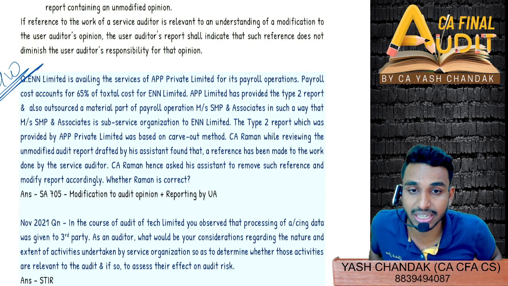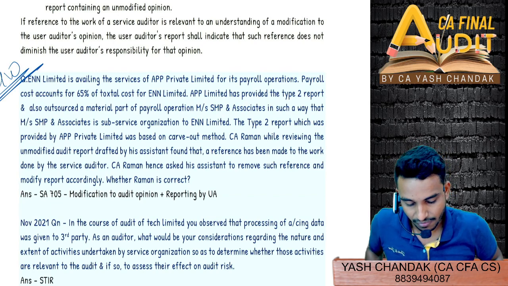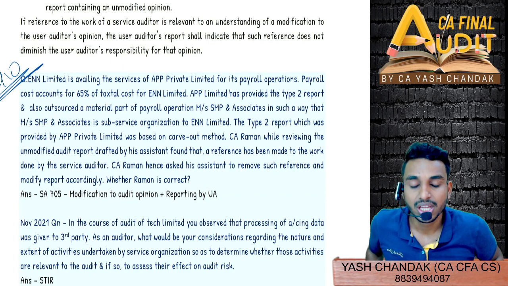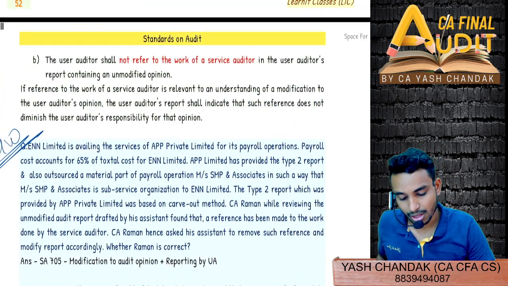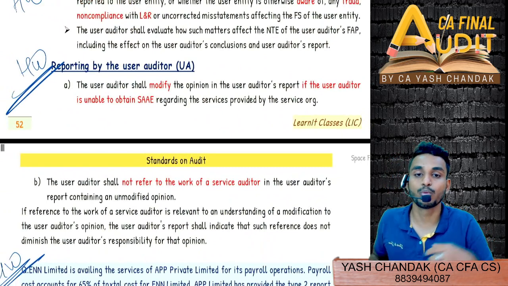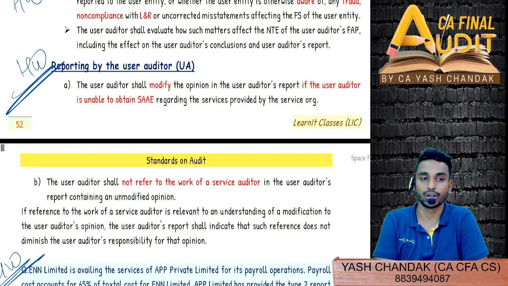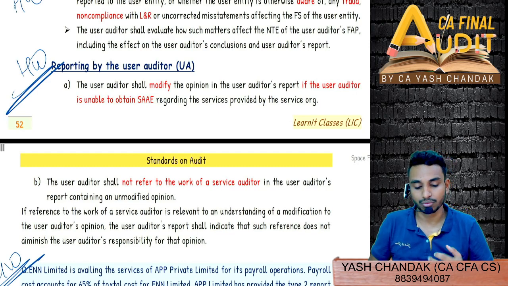However, if he considers that it is necessary, then in that case also he should clearly mention that it will not diminish my responsibility. Whether Raman is correct? Yes, as per SA 402 also, you will write reporting by user auditor. And accordingly, you have to give this specifically; both points should come, A and B, and the reference to the work of the service auditor, these 3 points have to be the main part of the answer.